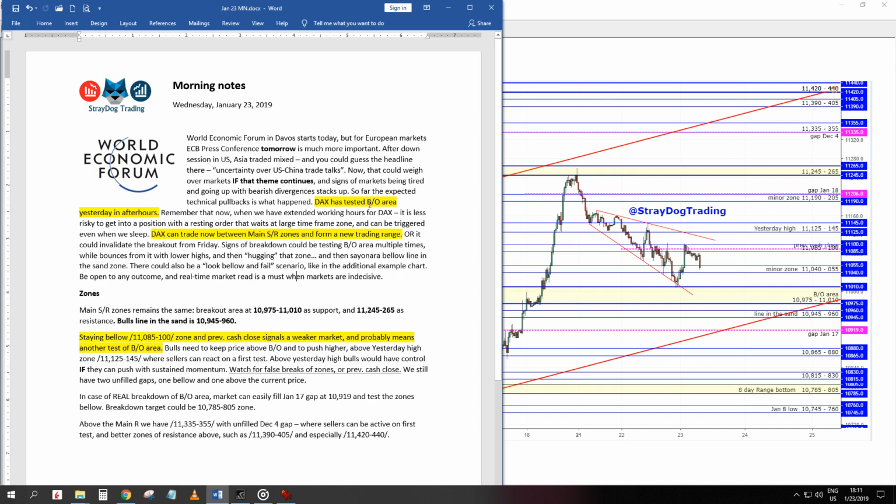has tested this breakout area yesterday in the after hours. Then the idea could be that DAX could be trading now here between our main support and main resistance zone and form a new trading range, and that staying below this zone with the previous cash close could probably mean another test of the breakout area, and that is exactly what we got immediately after the open.